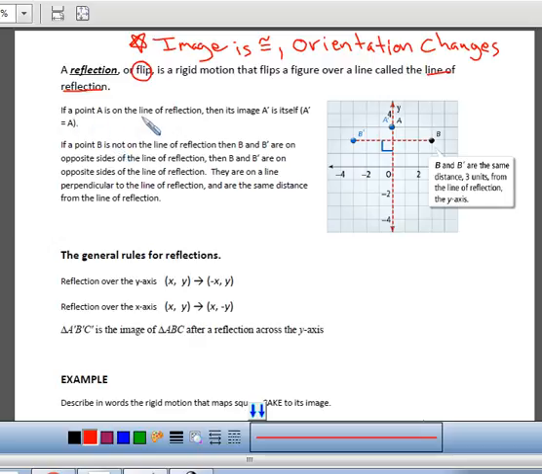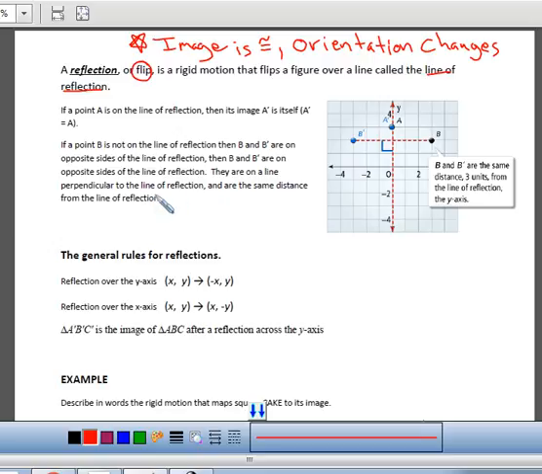So if point A is on the line of reflection, so right here, then its image A prime is itself, so it basically stays the same. So if you've got the point right on the line of reflection, it stays the same. If point B is not on the line of reflection, then B and B prime are on opposite sides, so they're flipped over.